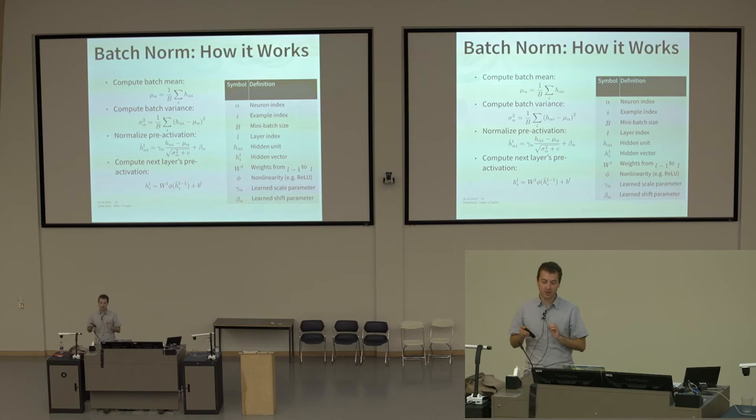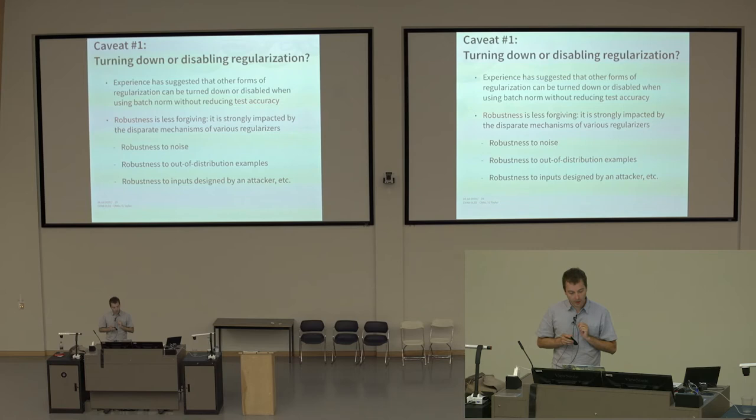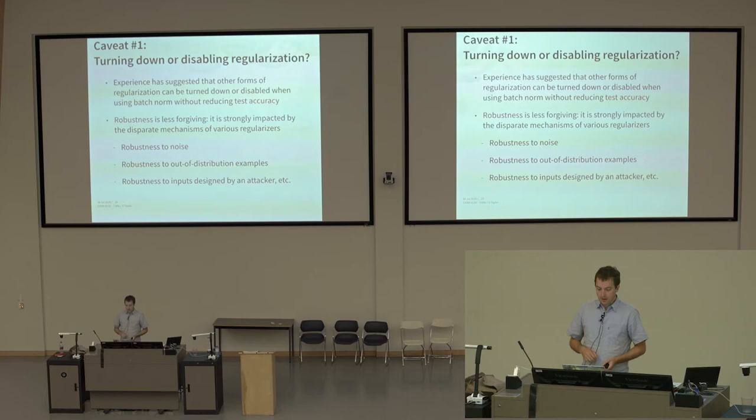And there's a couple caveats about batch norm. So one, it's been generally viewed as kind of a free lunch. Makes training easier, reduces sensitivity, all these things are good. But as noted earlier, experience has suggested that we can actually turn down other kinds of regularization when we're using it. So, for example, L2 weight decay used to be very popular. People started using batch norm, they're not using L2 weight decay as much. Dropout also was more popular. The use of dropout has also waned with batch norm.